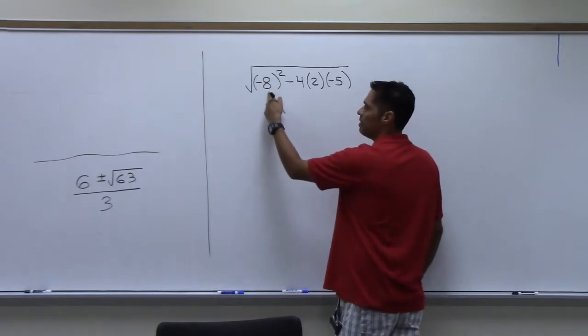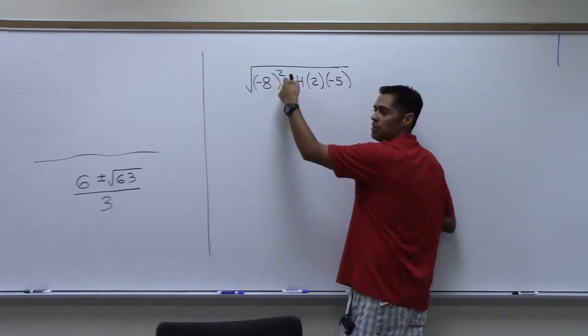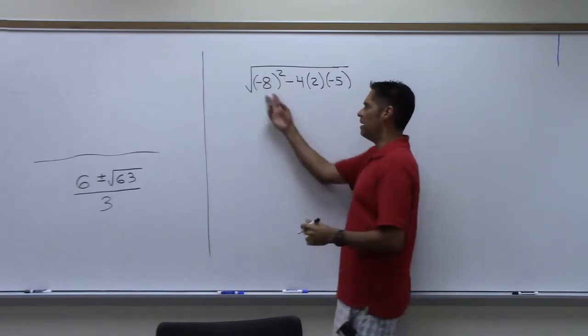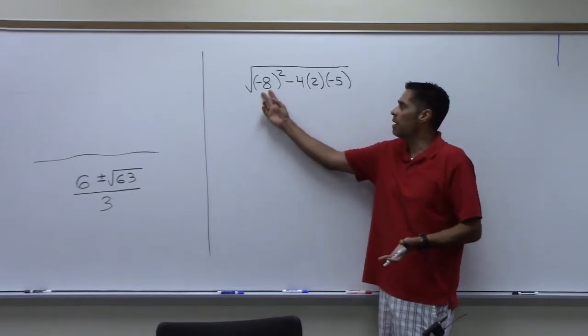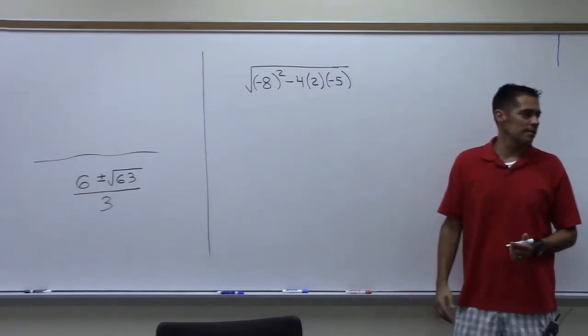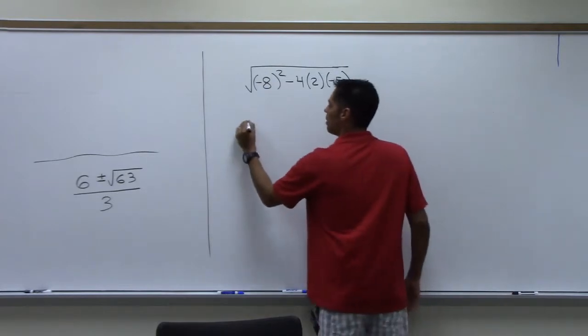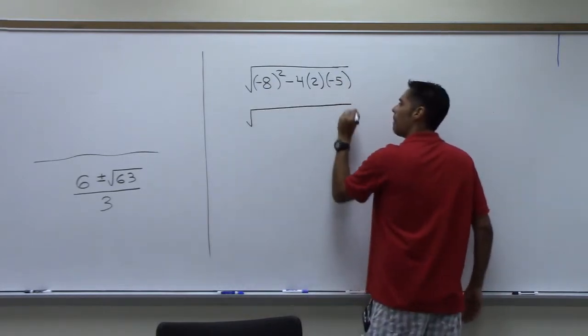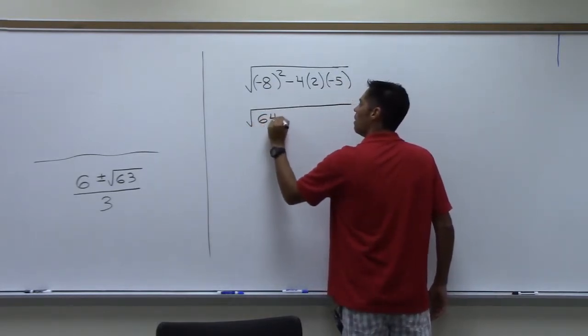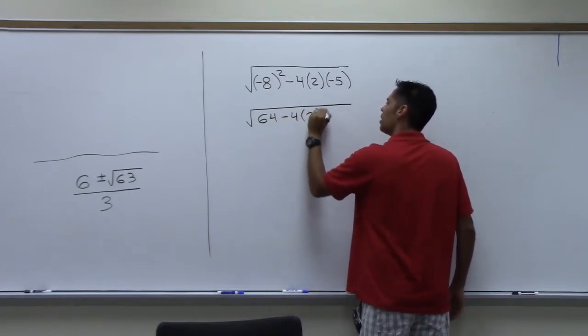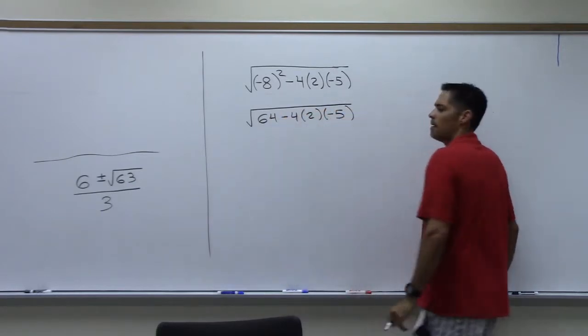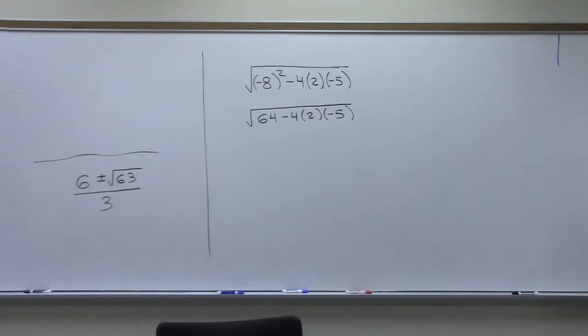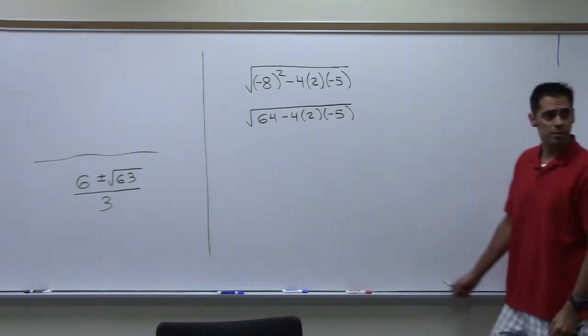Parentheses, exponents. So I can't do anything with negative 8, right? Negative 8 is negative 8. But exponents, I can square it. So what's negative 8 squared? 64? Positive though, right? That's 64 minus 4 times 2 times negative 5. Okay, what's the next operation that you're going to do? Multiplication. Which one?